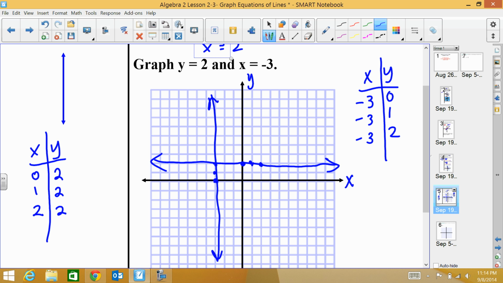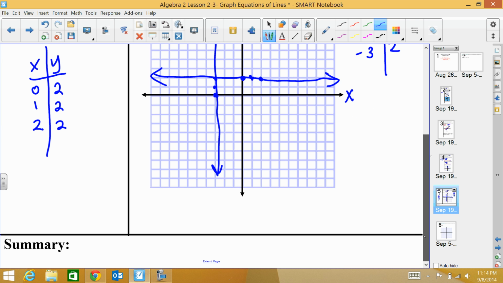So if you ever forget which one is horizontal and which one is vertical, just remember that you can do the charts to help you out. All right, be sure to write a 1 to 2 sentence summary that answers your essential question from the beginning, and you should be set.